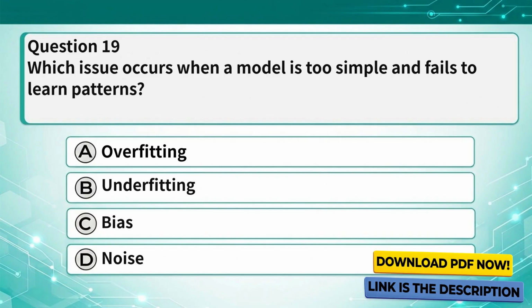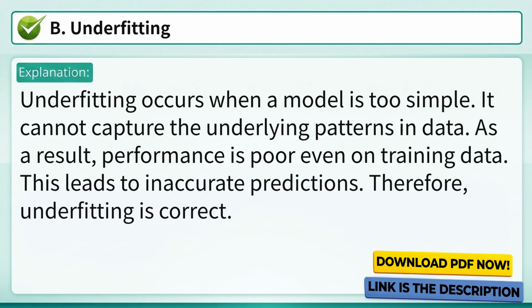Question 19. Which issue occurs when a model is too simple and fails to learn patterns? A. Overfitting. B. Underfitting. C. Bias. D. Noise. Answer: B. Underfitting. Explanation: Underfitting occurs when a model is too simple.